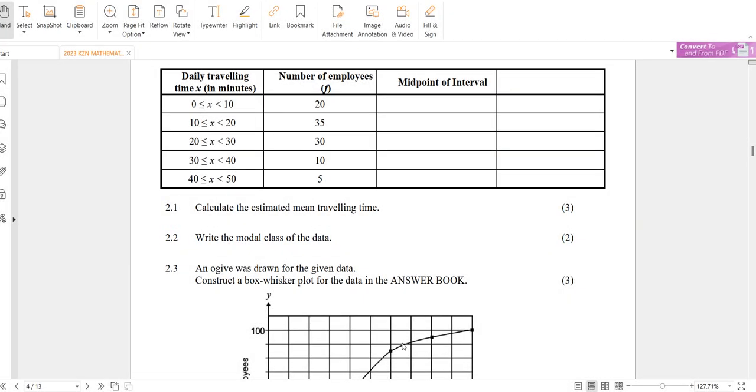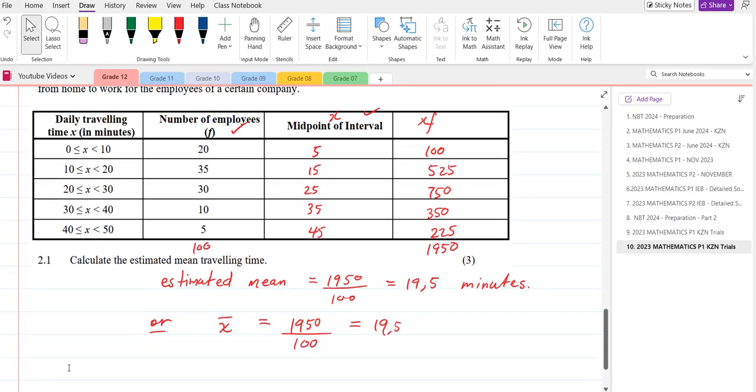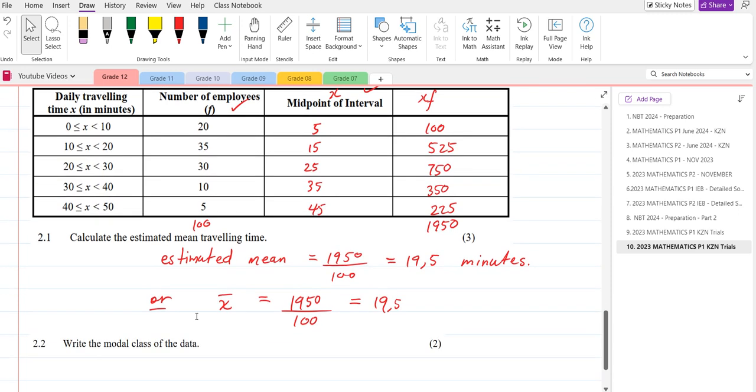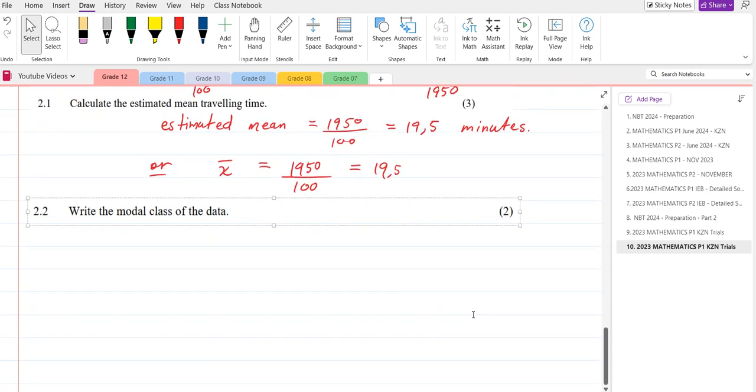Write down the modal class of the data. Very simple. The modal class is the interval that has the highest mode, or frequency. So what's the mode? 35. 35 is the highest number of employees. So the modal class is here, 10 to 20. So you just need to write that down.